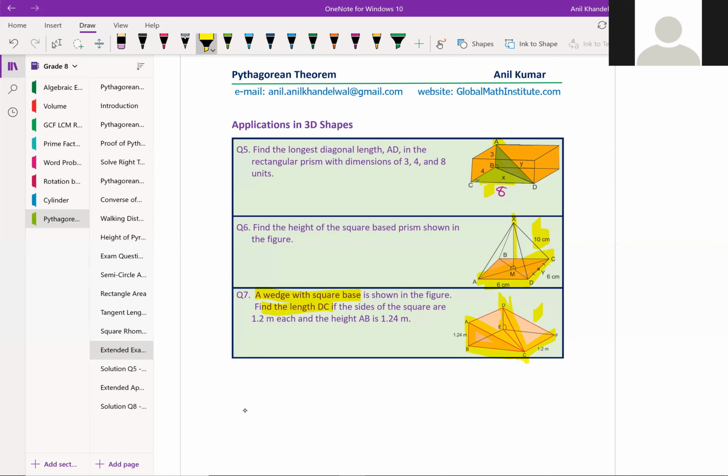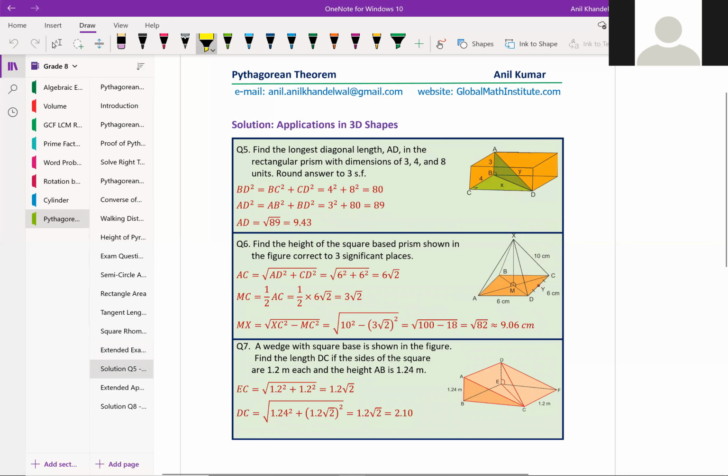DC. So we have to solve the vertical triangle. So first we have to get E to C, right? Yeah. E to C is a diagonal. And we know this is 90 degrees. So you can always find this diagonal using the 2 sides of 1.2 and 1.2, right? Yes. And then you know the height and you can find the third side. Does that make sense to you? Yes, it does. So here is a quick solution to these, as you can see from here.